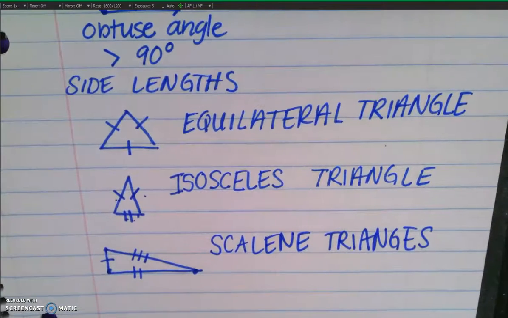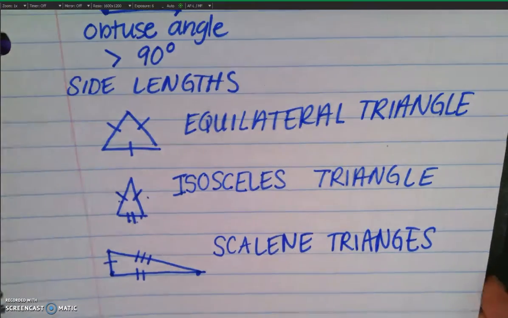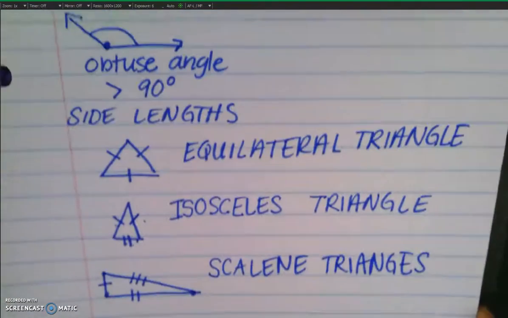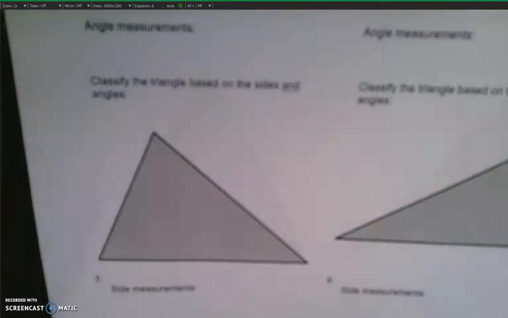Awesome. Let's start measuring and go over if we can classify these triangles by their angles and by their side lengths. Awesome. 6.0C review, triangles and angles.